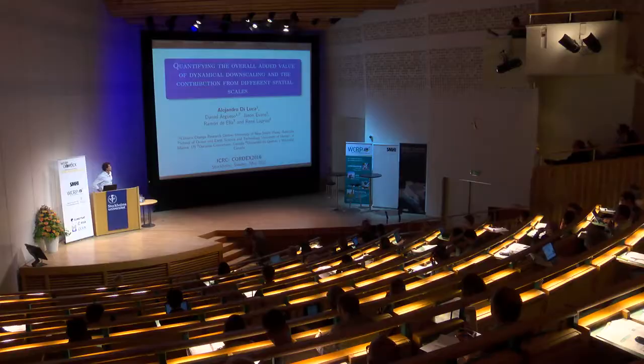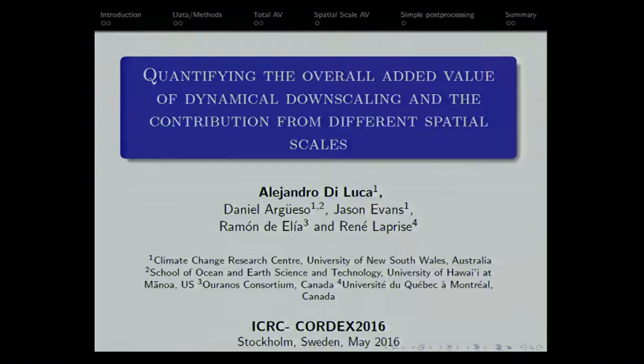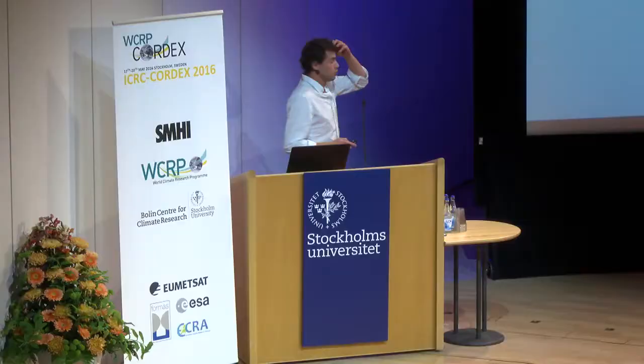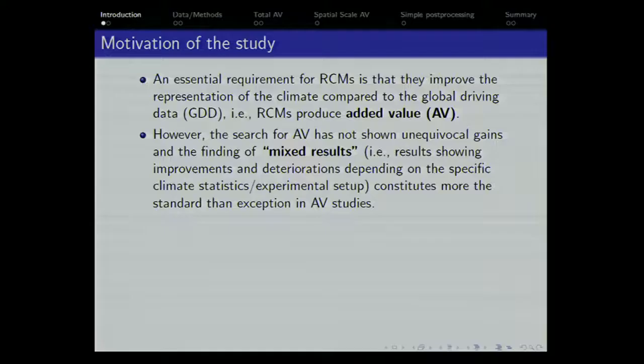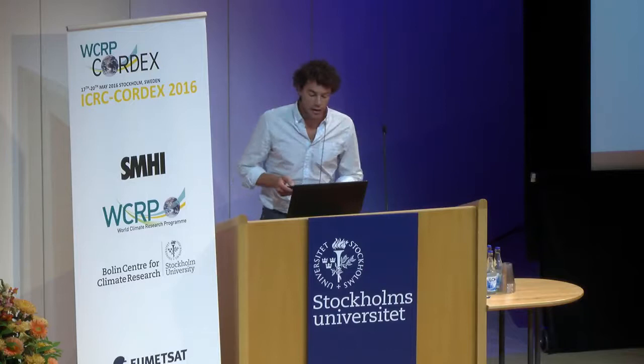I'm presenting work we've done with Daniel Argueso, Jason Evans, Ramon de Elia, and René Laprise. I start with things that we all know. An essential requirement for regional climate models is that they improve some aspect of the climate compared to the driving data, the GCMs. This is what we call added value. The thing is that past studies searching for this added value have shown no univocal gains. Mixed results, with some things improved and others deteriorated, are the norm rather than an exception in added value studies.